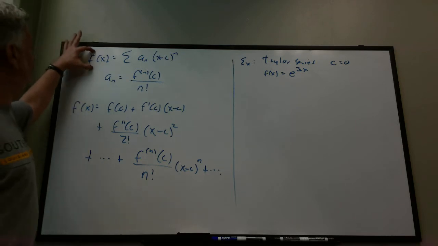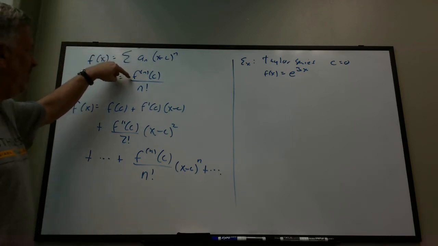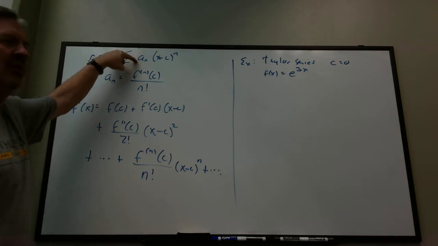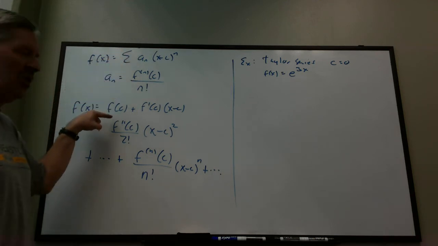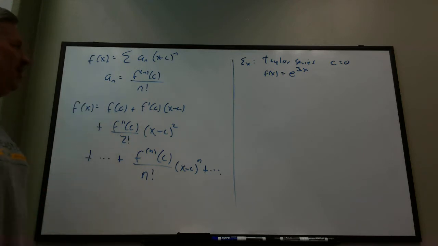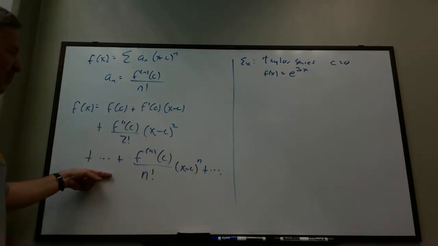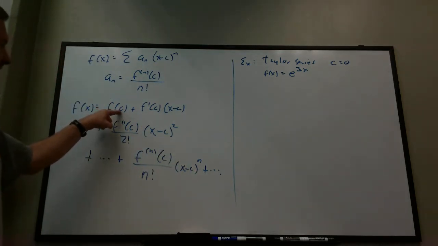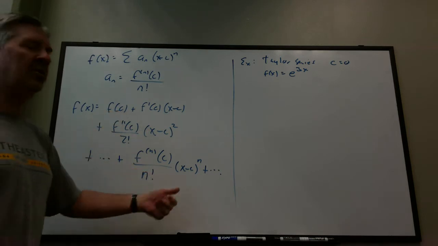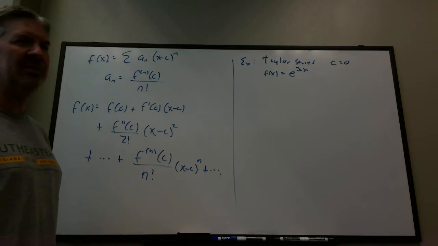So if you can write a function as a power series, the coefficients that you need here are the exact same coefficients we saw when we did Taylor polynomials. Right? So it's tying all that in together. So now, when we put the plus dot dot dot, this is called the Taylor series centered at c. And if c equals 0, we'll call it the Maclaurin series. Okay, so a Taylor series centered at 0 is called the Maclaurin series.